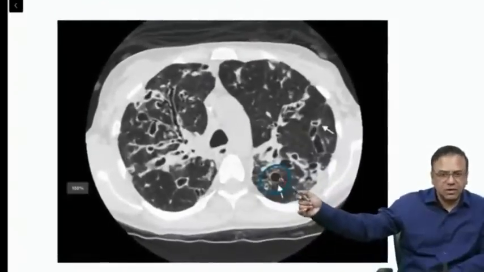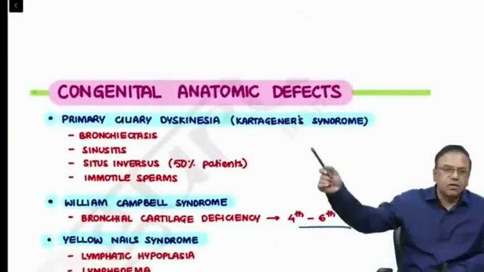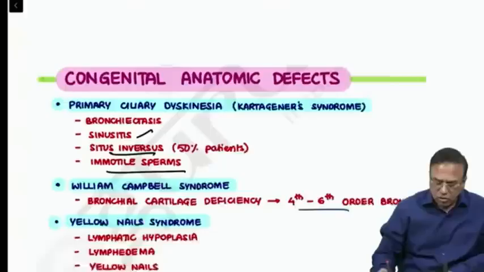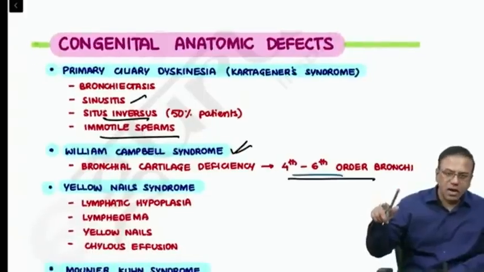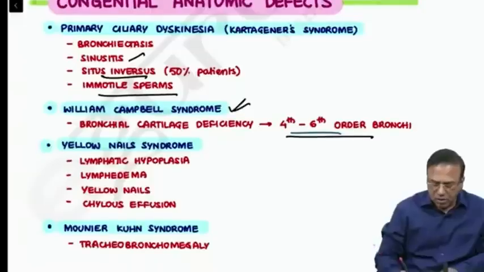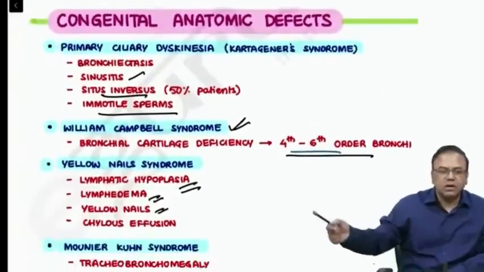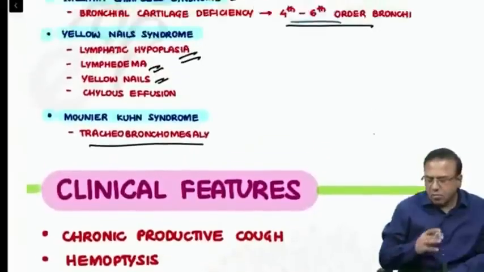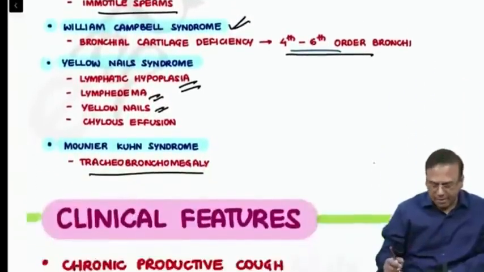This is basically where the vessel, the airway, is dilated. You can get Kartagener syndrome, which is basically bronchiectasis, situs inversus, sinusitis, immotile sperms. You can get Williams-Campbell syndrome, in which the 4th to 6th order bronchi have a cartilage defect. Yellow nail syndrome will have lymphatic problem and lymphedema and yellow nails. Mounier-Kuhn syndrome will be tracheobronchomegaly. All these are some of the syndromes responsible for causing bronchiectasis. In India, the most common cause of bronchiectasis, if they ask you, the answer is tuberculosis. Post-TB bronchiectasis is very common in India.